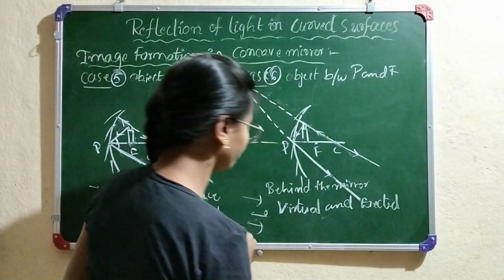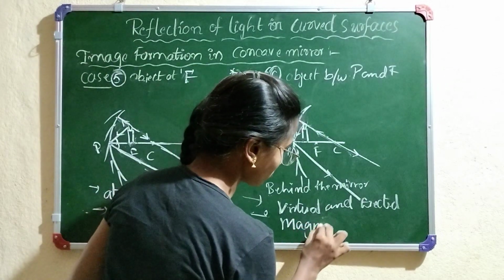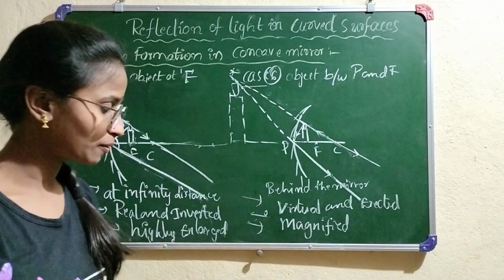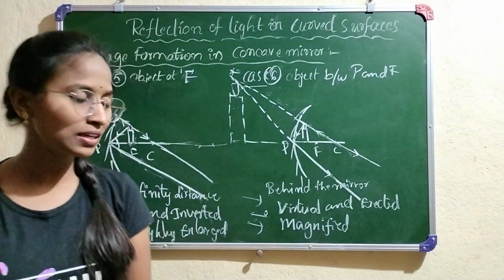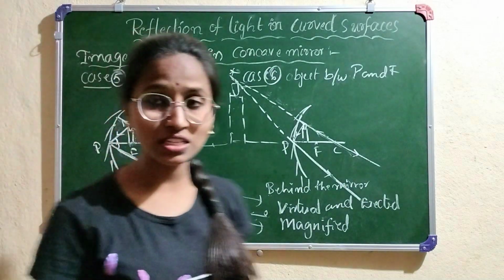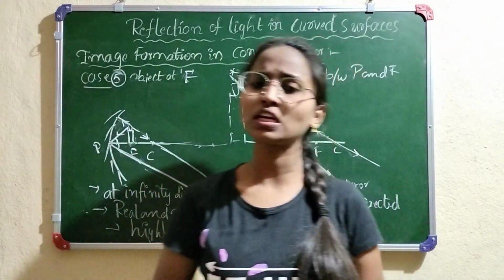Next, it will be a magnified image. It will form a magnified image, a little bigger, bigger than the object size. Am I clear? So this is case 6 and the final case. These are the total 6 cases which are very important for your 10th class.